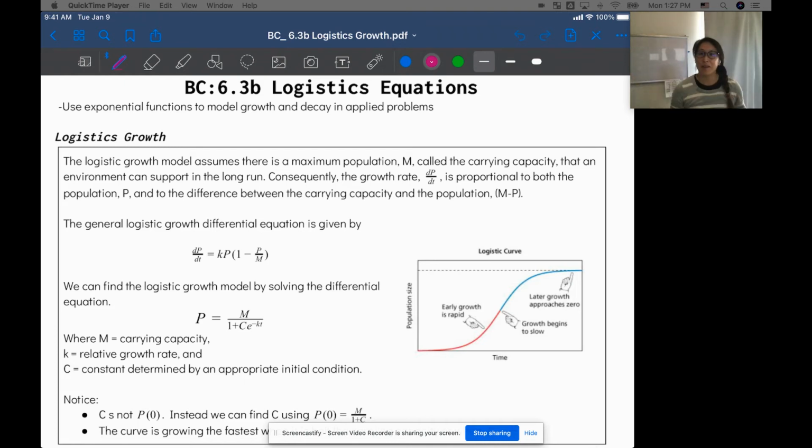Hello, everyone. We're going to do logistic equations today. Honestly, a lot of it is similar to what we did in pre-calculus. We just need to define the logistic growth by a differential equation.